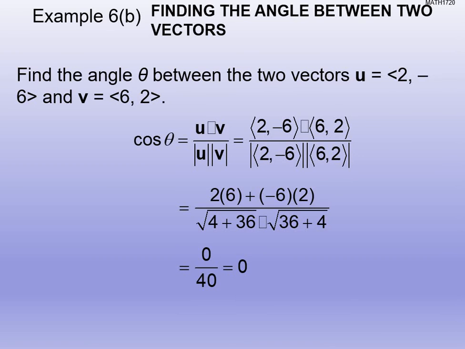That should make sense, though. If we have 2, negative 6 and 6, 2, they're going to be perpendicular to each other in direction. So if we do cosine inverse of 0 on that ratio, we end up with 90 degrees. Okay, so 90 degrees is the theta between vectors u and v.